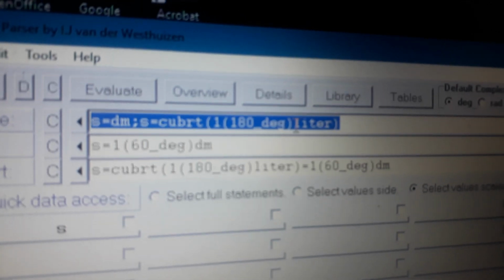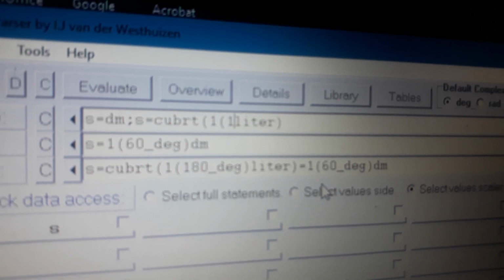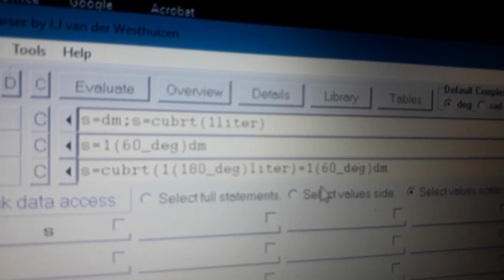Now if I take that away and put the minus sign back, I delete that 180 degree part and I put a minus there, you see, minus 1 liter, and I hit evaluate. The focus is just an issue. It's automatic, I cannot control it. You see no further solution, so it doesn't change a thing. It stayed 1 angle 60 degrees decimeter.